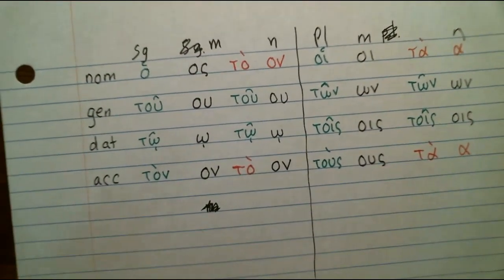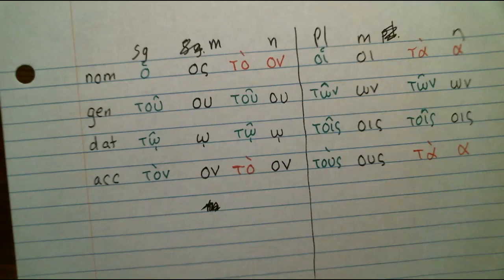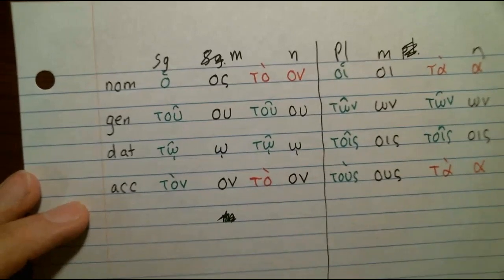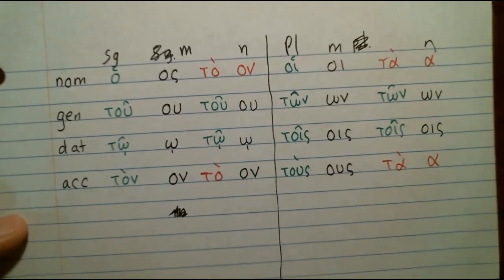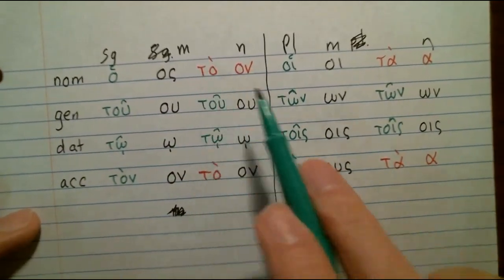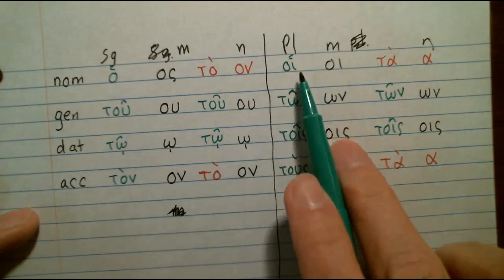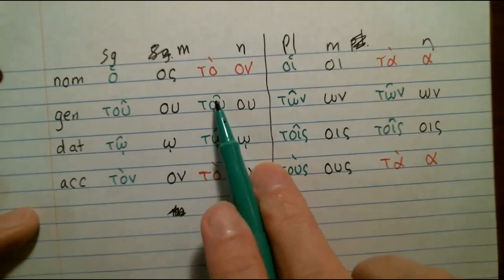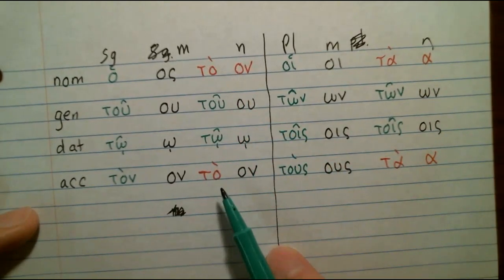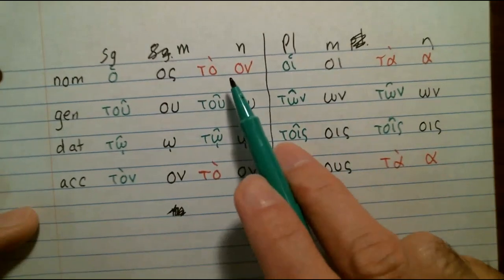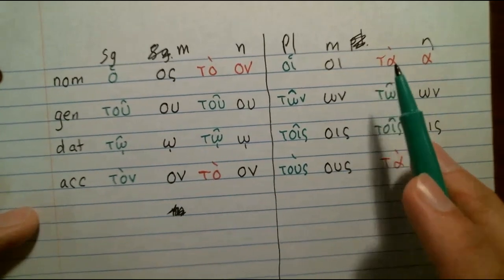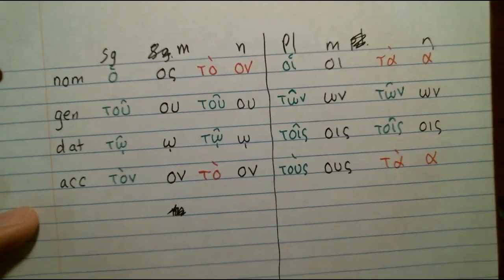So the green and the black, you already know. So the green is your definite article here, right? And then the red is the new definite article for the neuter. But the green is the definite article that you already know, which is used also for the neuter. And then the red is the new definite article for the neuter that you've not learned yet. So to, nominative, accusative, and that's singular. And then ta, nominative and accusative, but plural.